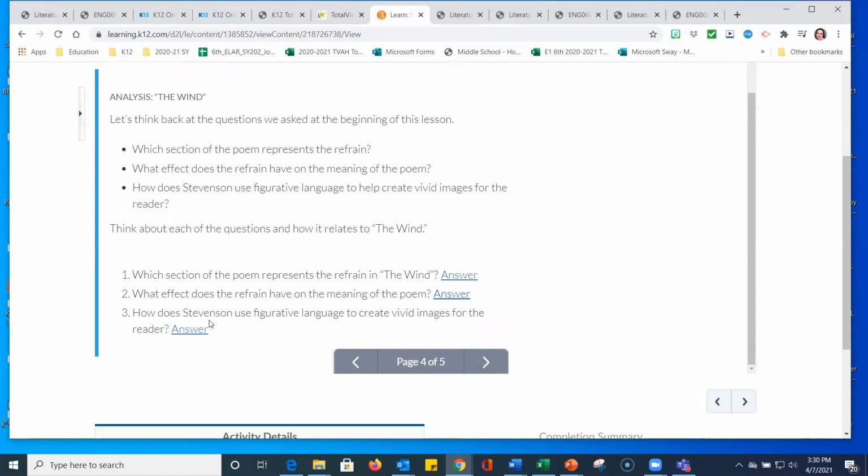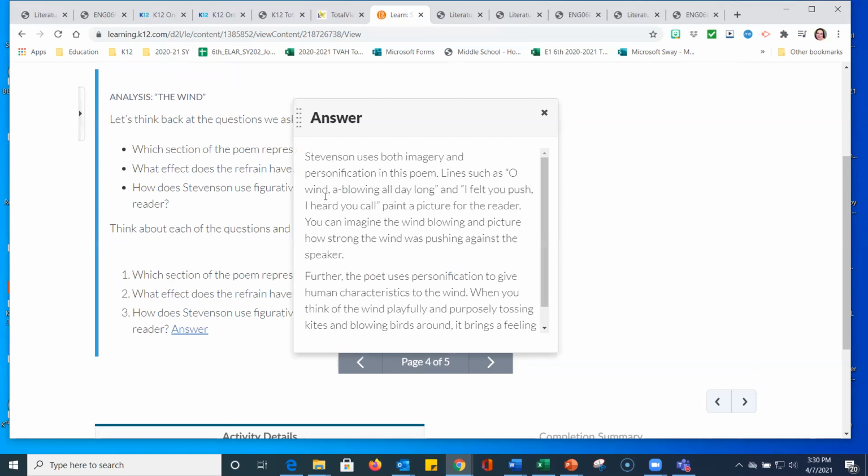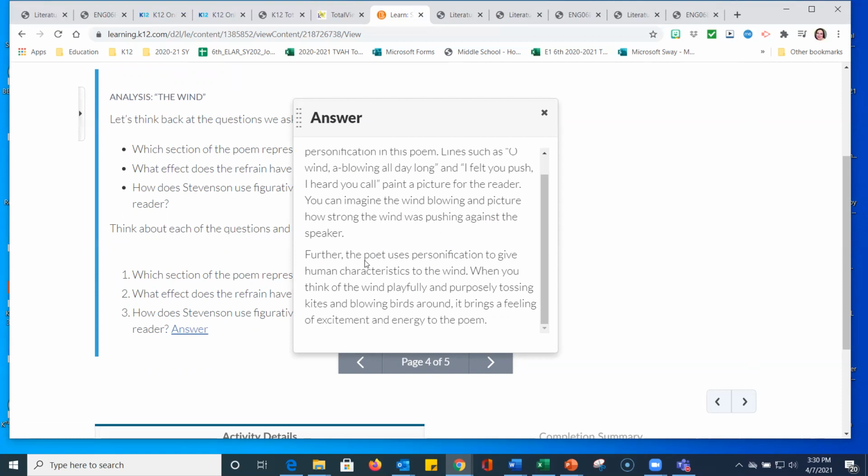Number 3, how does Stevenson use figurative language to create vivid images for the reader? Stevenson uses both imagery and personification in this poem. Lines such as, "Oh, wind a blowing all day long," and "I felt you push and I heard you call," paint a picture for the reader. You can imagine the wind blowing, and how strong the wind was pushing against the speaker.